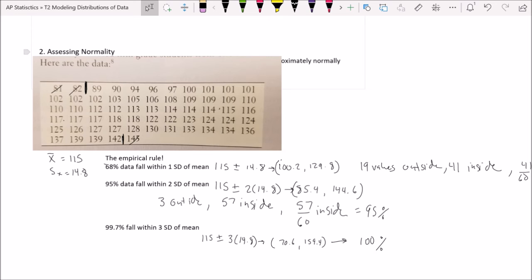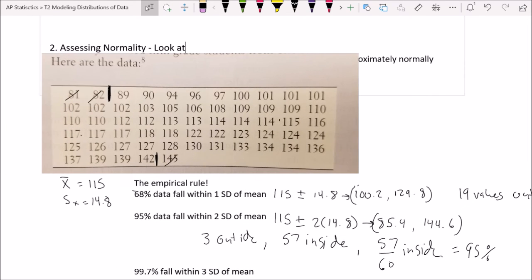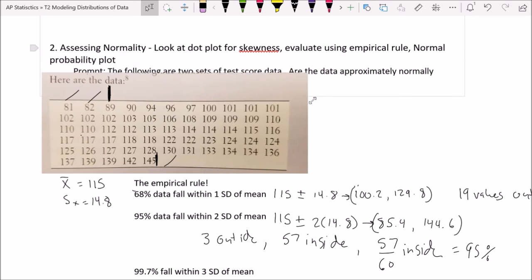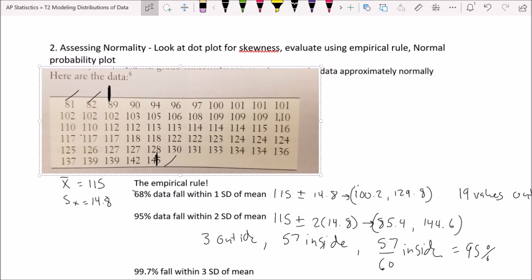So we need to look at the dot plot for skewness. We need to evaluate using the empirical rule. And the final thing we need to do is look at a normal probability plot. Let's get this out of the way. We need to look at a normal probability plot. And so let's learn about that now.